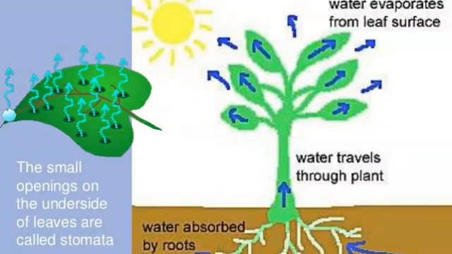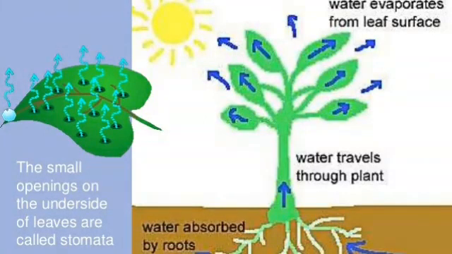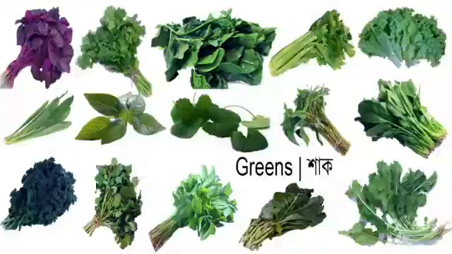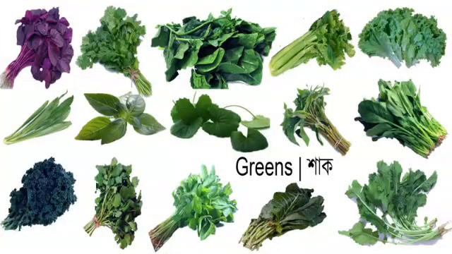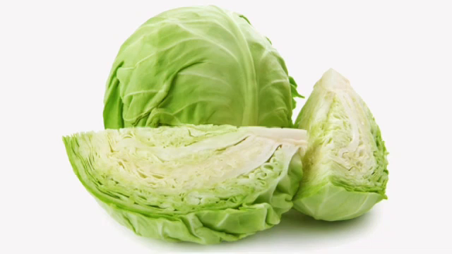Now, second function, transpiration. The loss of water in the form of gas happens through the tiny pores in the leaves. This process is called transpiration. It gives cooling effect to the plant. Next, leaves of some plants are edible and rich in nutrients. For example, greens and cabbage.